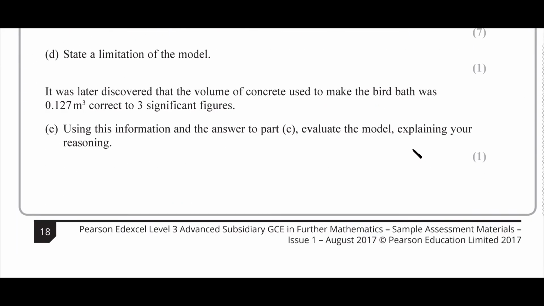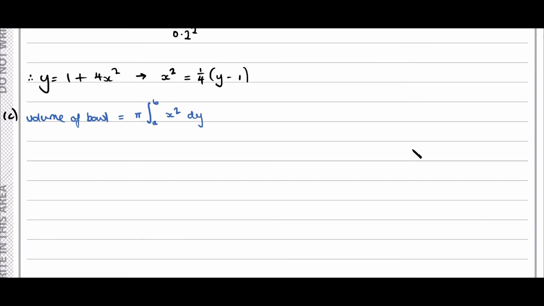Therefore, the volume of the bowl will equal pi lots of the integral from 1 to 1.16 of 1/4 lots of y minus 1 dy. If I factorize out the quarter, we have pi over 4 lots of the integral from 1 to 1.16 of y minus 1 dy.